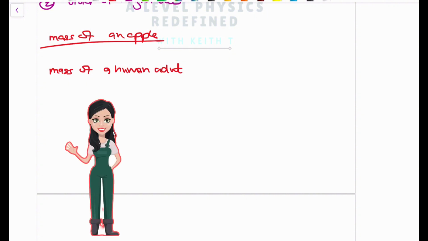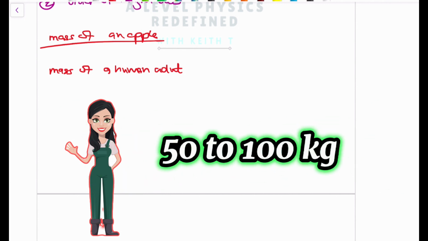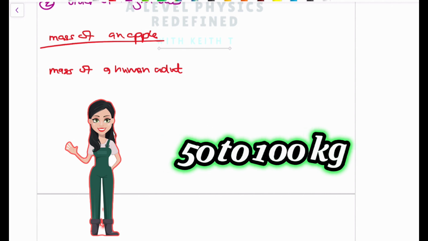Or they can say the mass of a human adult. You're expected to know the mass of a human adult. Let's say we have our adult named Sarah. Sarah might weigh roughly around 50 to 100 kilograms. So for an adult, you should really know basically how much they weigh. It's about 50 to 100 kilograms.